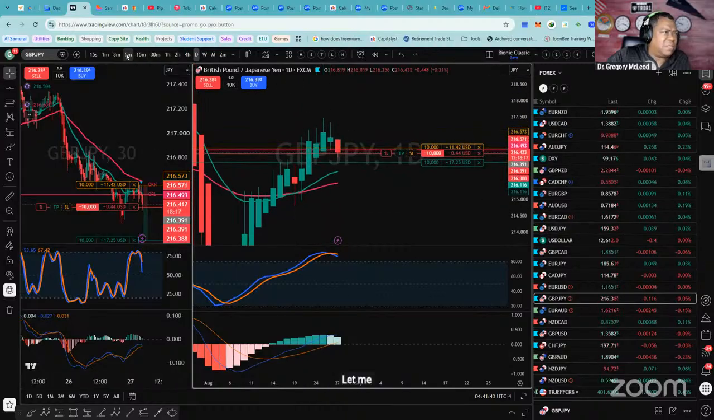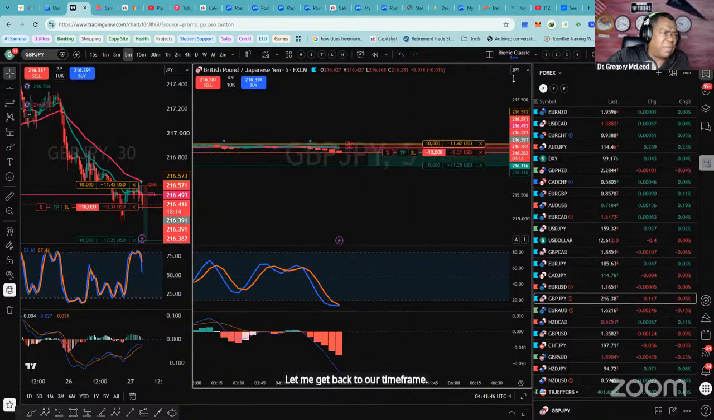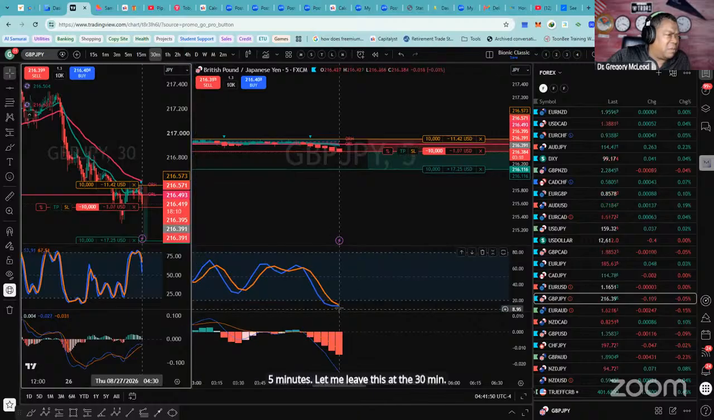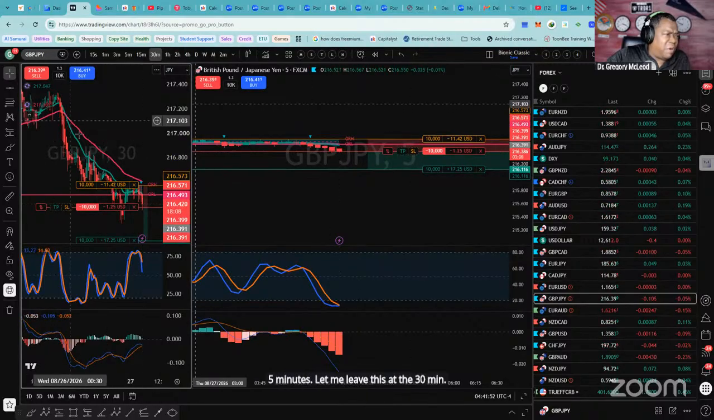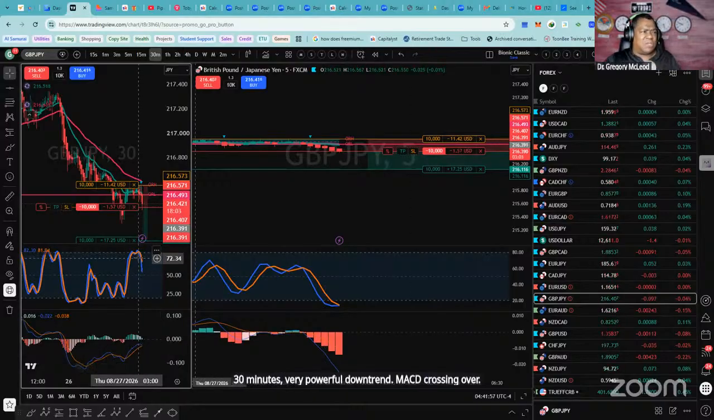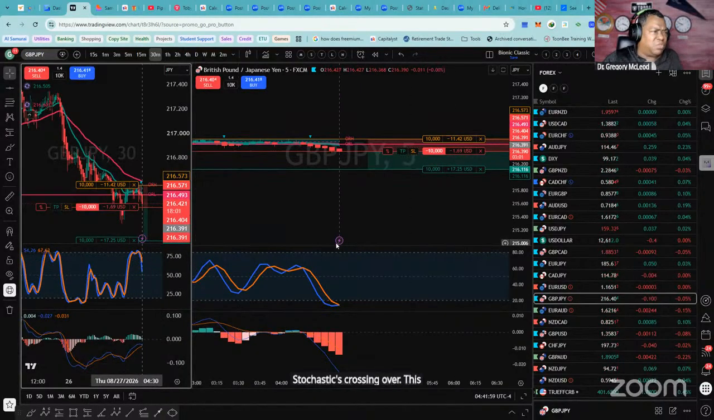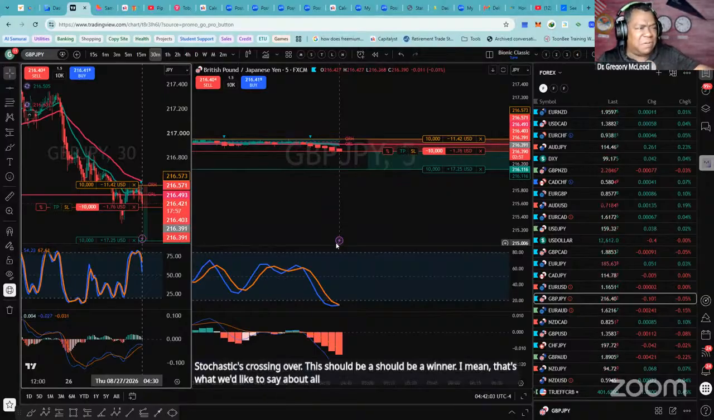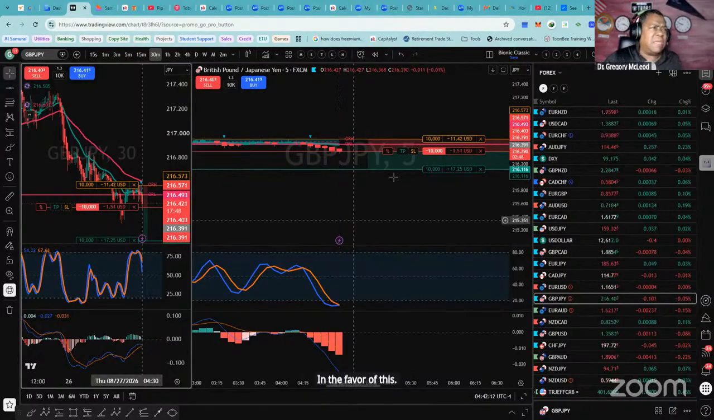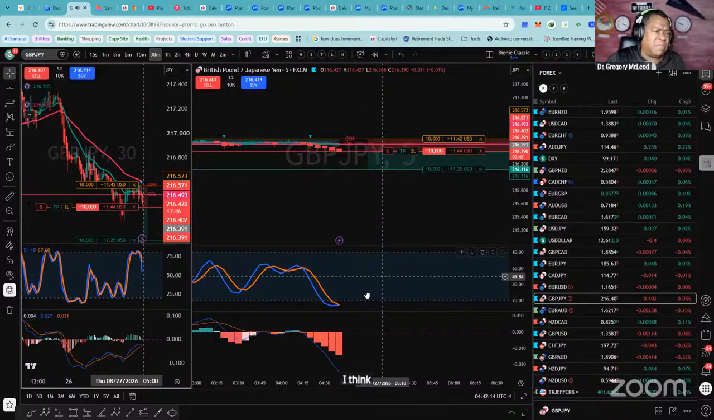Let me get back to our time frame. 5 minute. Let me leave this at the 30-minute. 30 minutes, very powerful downtrend. MACD crossing over, stochastics crossing over. This should be a winner. I mean, that's what we'd like to say about all of them. But let's say the odds are in the favor of this.